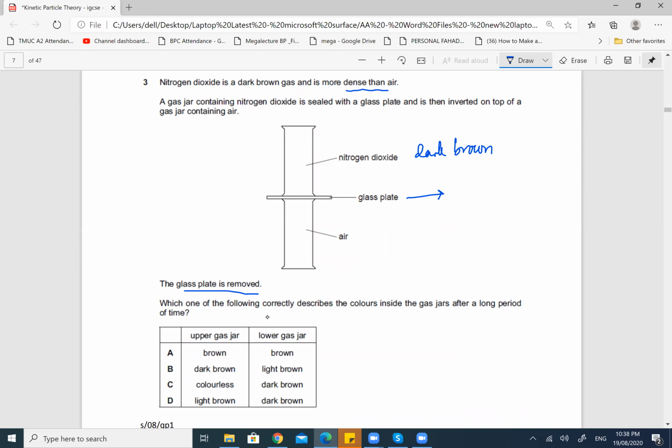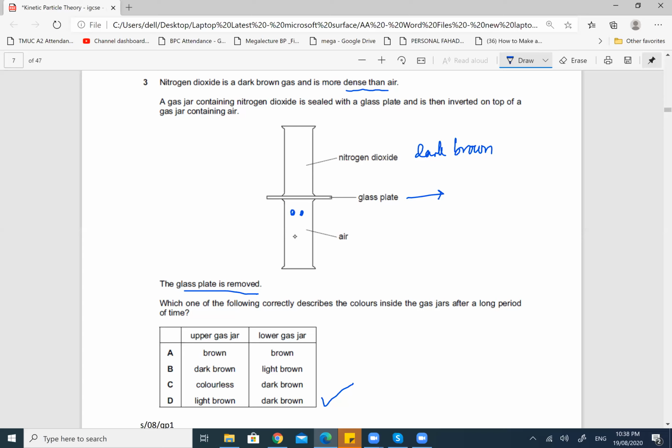It's heavier, so the bottom one has to be brown. Okay, A. Brown, because they'll be equal, because eventually they'll both diffuse. Actually, no, one second. D, because some of it will be light brown, some of it will be dark brown. Or will it be C, because it's all heavy, so it'll all go down? No, it won't be C, because remember it's a gas.